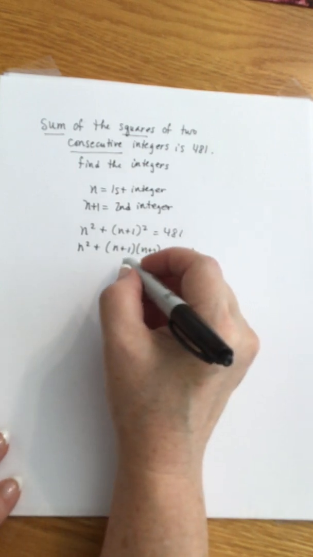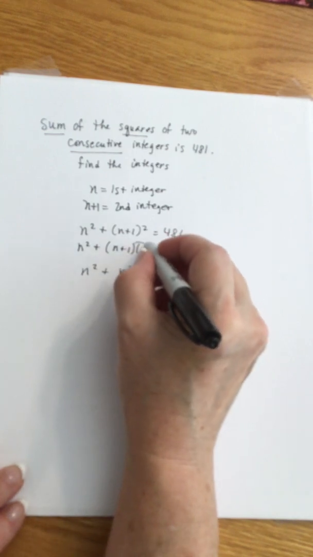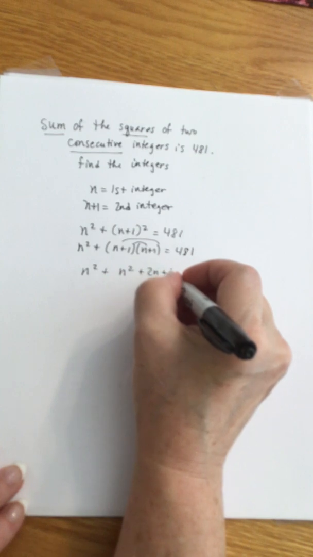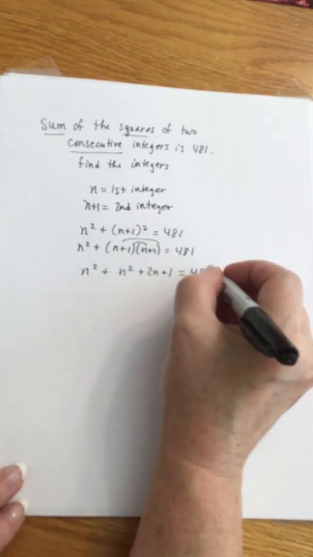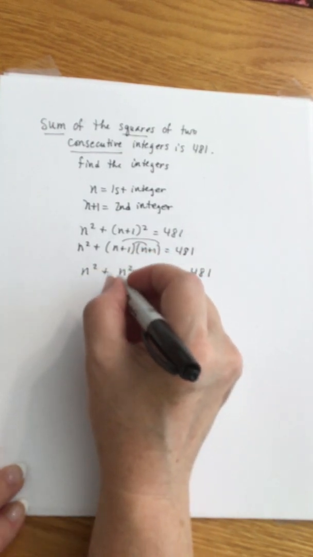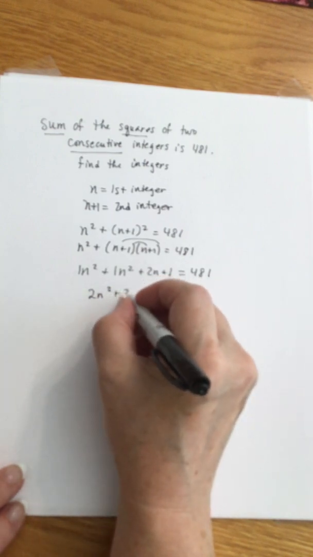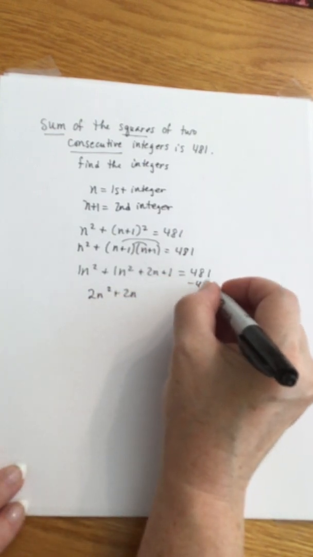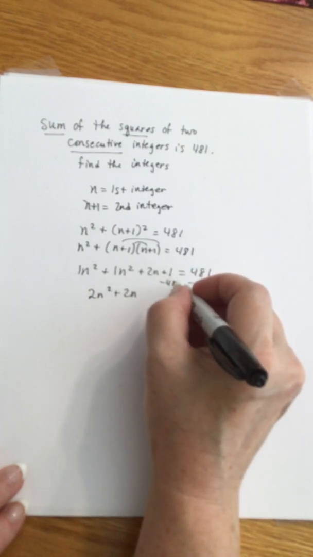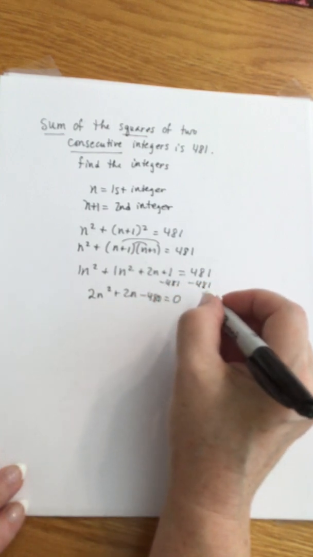So now I've got to do FOIL on this. So I get n squared plus n squared, 1n and 1n is going to give me plus 2n plus 1 equals 481. So now I combine terms. So 1n squared and 1n squared gives me 2n squared plus 2n. I'm going to bring the 481 over. Positive 1 and a negative 481, subtract and take the sign of the larger, so I get negative 480 equals 0.